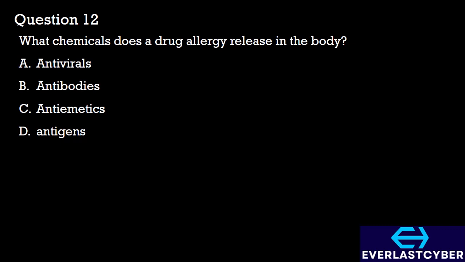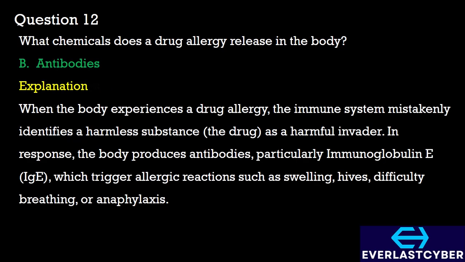Antiemetics are drugs used to prevent or treat nausea and vomiting, while antigens are substances that provoke an immune response. But in an allergy, the body produces antibodies in reaction to the perceived invader, which in this case is the drug. So with respect to our options, we'll be going with option B, antibodies.